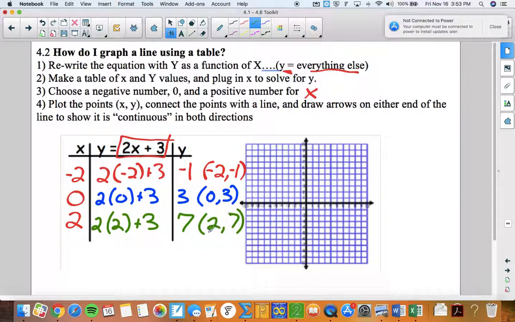Now, folks, we plot these coordinate pairs. So 2, 7 is right about there. 0, 3 is right about there. And -2, -1 is right about there.